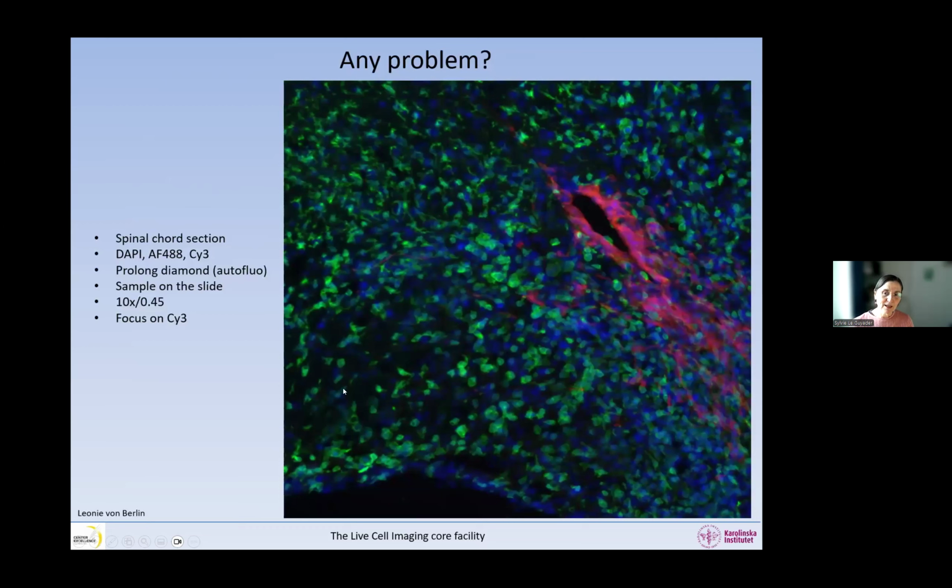So now I have a little example. Here, what do we have? We have a section of a tissue, labeled with three fluorophores and mounted in ProLong Diamond. The sample is on the slide, and then the mounting medium and the cover slip. We're imaging through the mounting medium with a 10x objective, NA 0.45, and we're focusing on the red. Can anyone tell me if anything is wrong in this image? Yes, Maria?